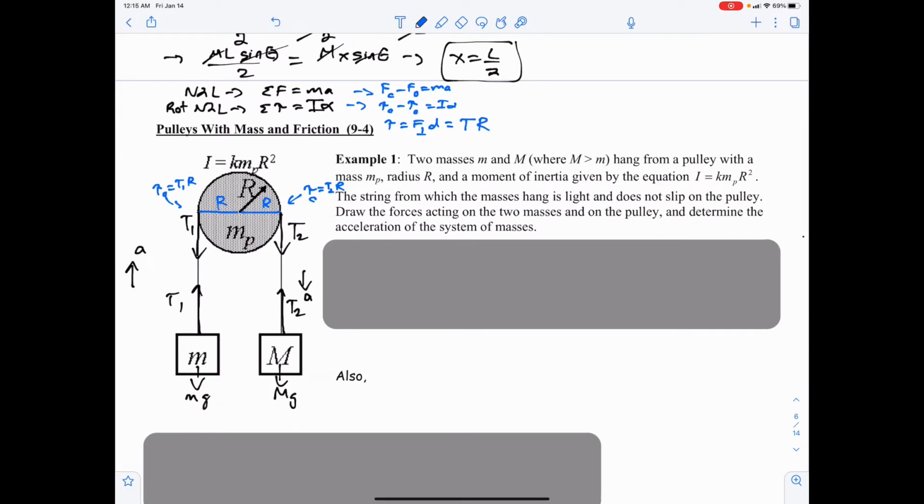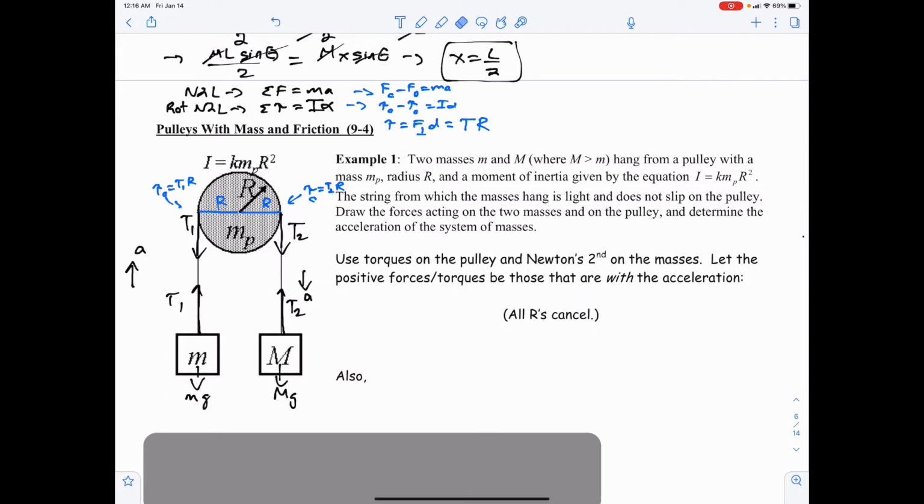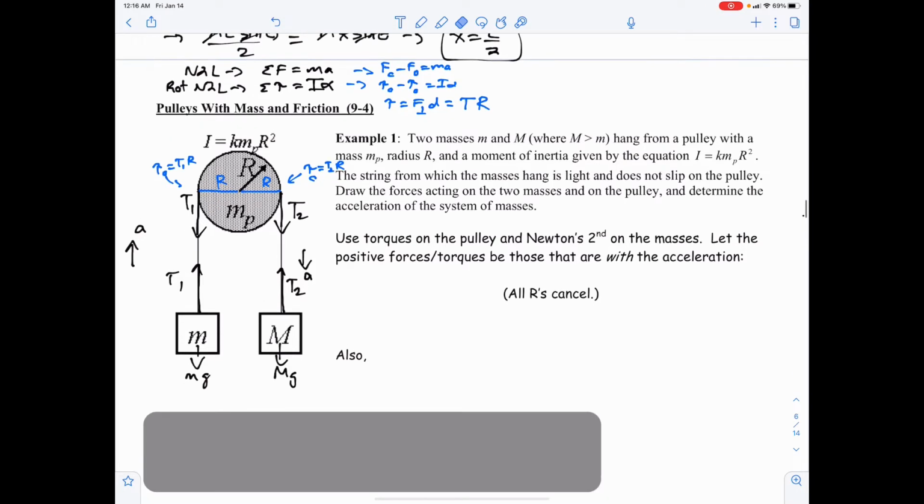Now, let's see what we have going on here. Well, we have a couple other things that we have to account for as well. Get to those in a minute. So we're going to use the torque on the pulleys. We did that. Newton's second law on the masses. We did that. And, all right.